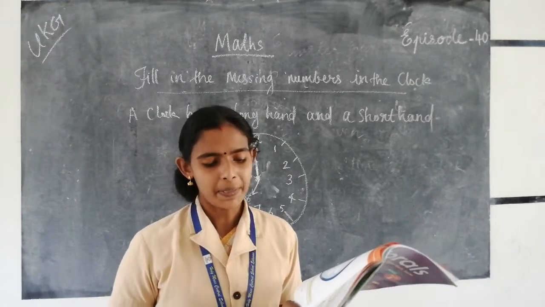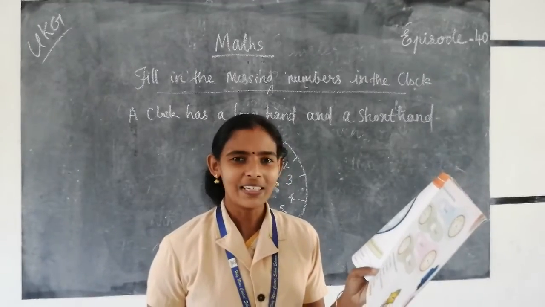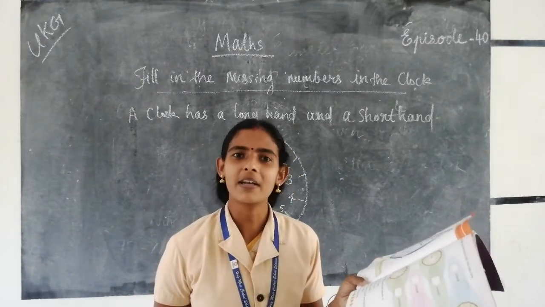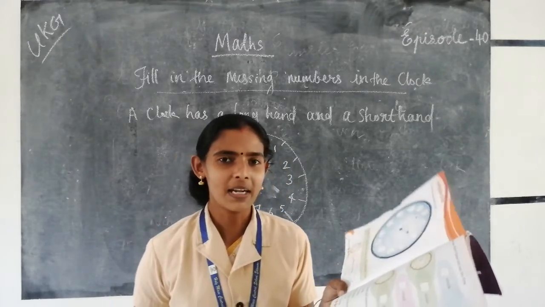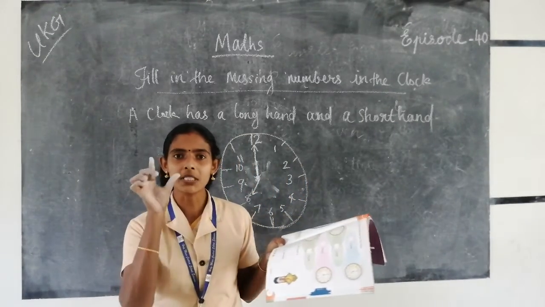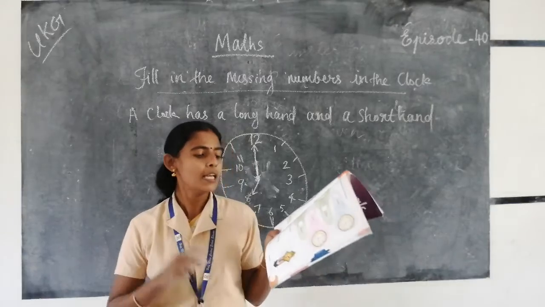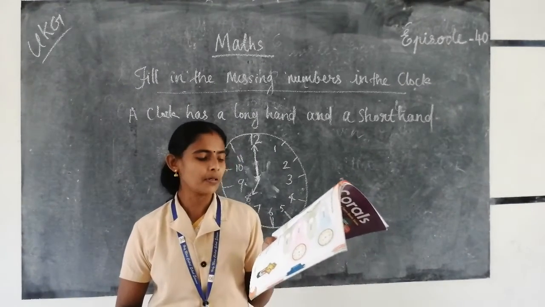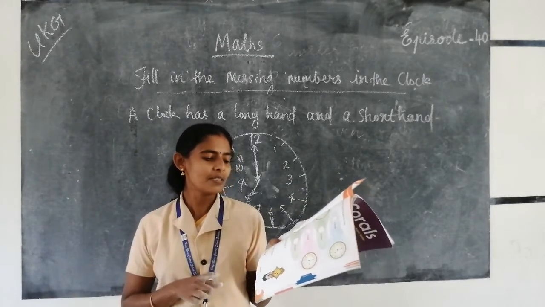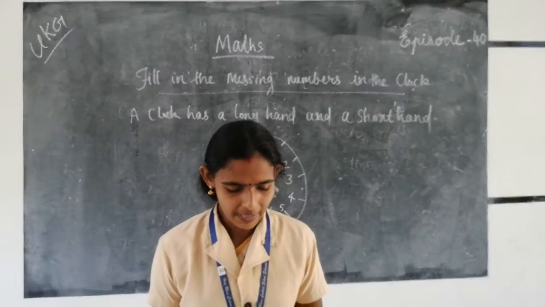Listen to the rhyme and repeat it. Listen to the clock. Tick tock, tick tock. See its hands go round and round, round and round. Listen to its bell, ding dong, ding dong. Listen to the clock, tick tock, tick tock. See its hands move round and round. Listen to its bell, ding dong, ding dong. Can you understand?